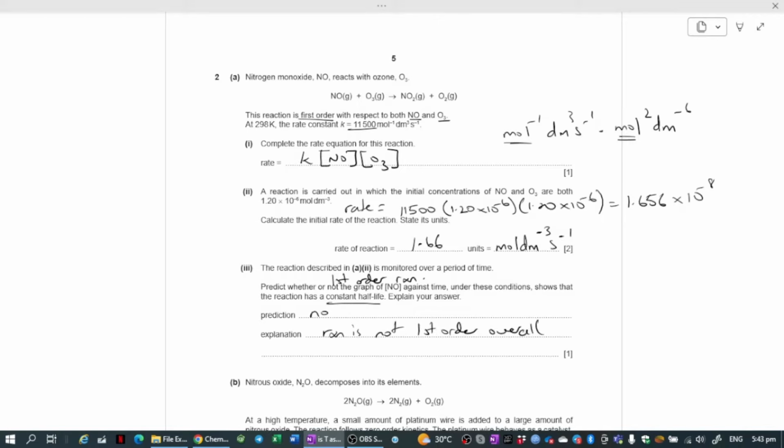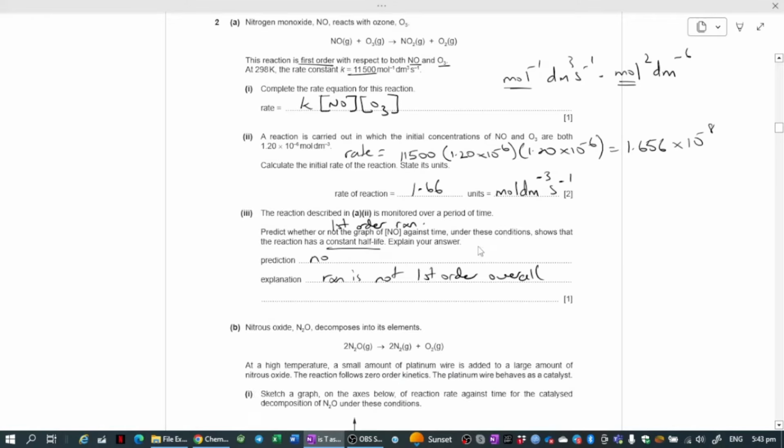If it was an overall first order reaction, as in the rate of O3, the concentration of O3 had no effect on the rate, then you could say that you would get a constant half-life. But that is not the case here because the reaction is not first order overall. Right?